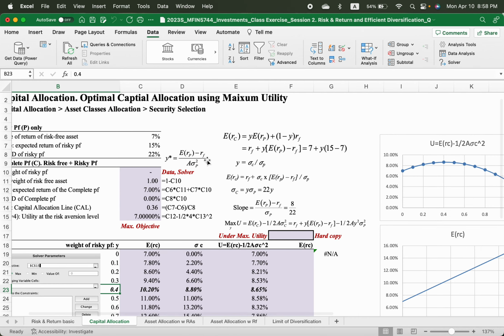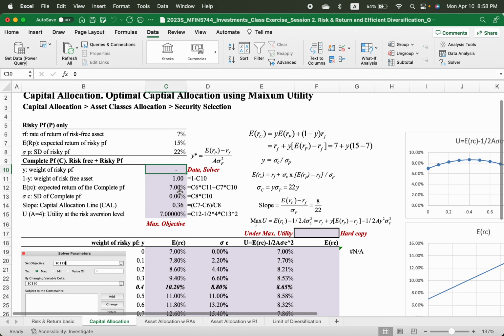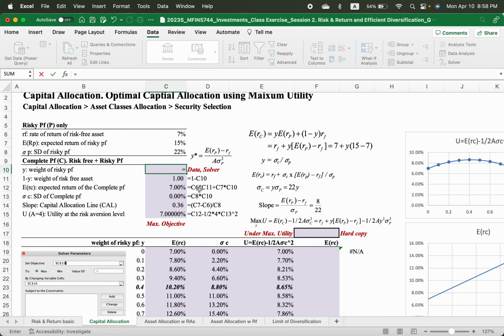We can use this equation directly. We can calculate the expected rate of return of the risky portfolio. For example, let me just calculate. Open the parentheses. 15% minus 7% divided by risk aversion 4 times, let me make one more parenthesis, and the standard deviation to the power of 2, which is variance, right, to the power of 2. And we can find this exact point, right, the exact weight, 41%.